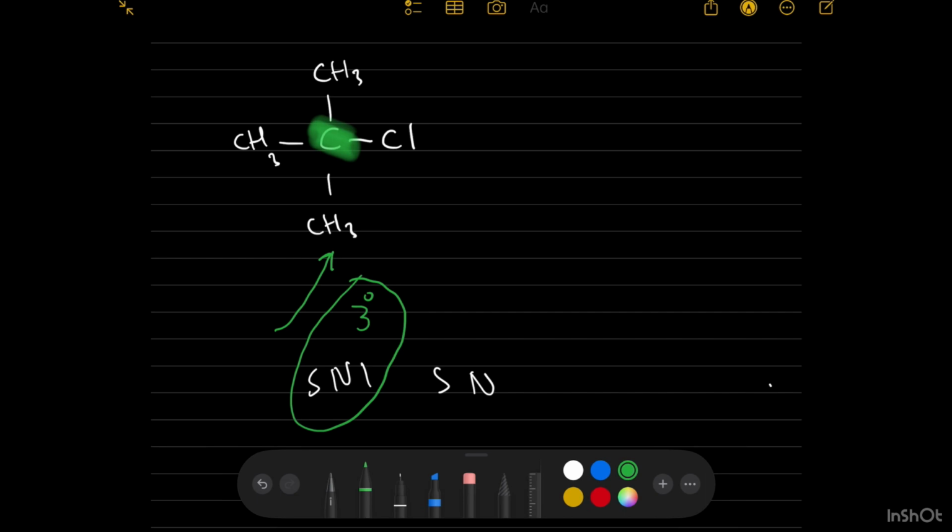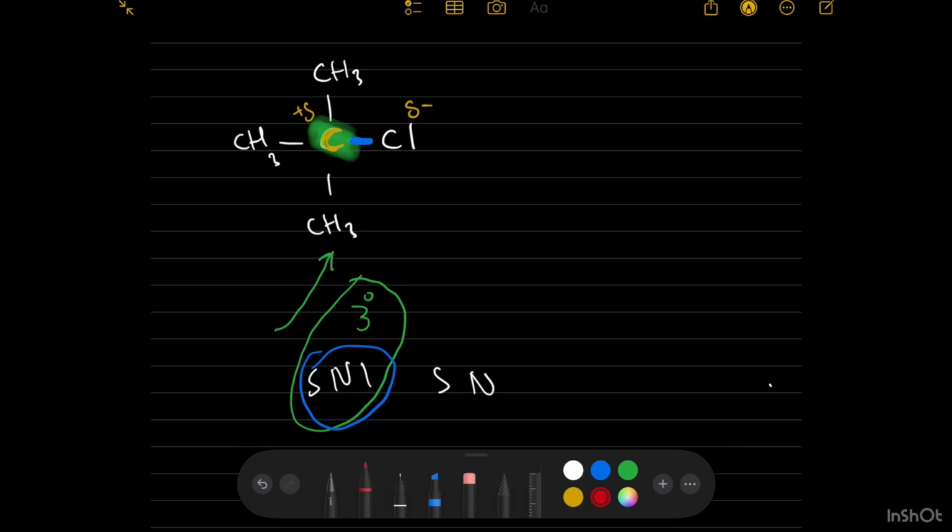What is the mechanism? First of all, you have to show the partial charges. As we can see, the chlorine is an electronegative atom. Since it's a halogen, it has a partial negative charge, and the carbon is partially positive, because chlorine is the most electronegative. As a result of this difference in electronegativity, the first step in the SN1 mechanism will be breaking the C-halogen bond.